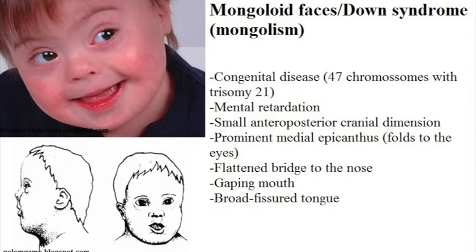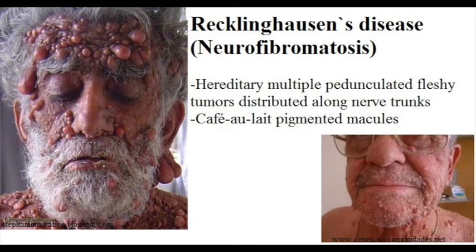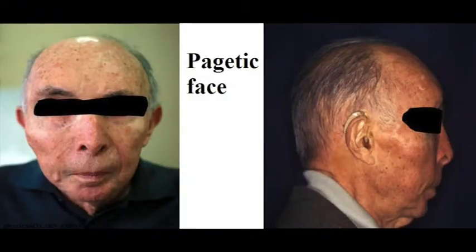It is a congenital disease which gives mental retardation, small anterior-posterior cranial dimension, prominent medial epicanthus, flattened bridge of the nose, gaping mouth, broad fissured tongue. Neurofibromatosis in Recklinghausen disease. Hereditary multiple pedunculated fleshy tumors distributed along nerve trunks. Café au lait pigmented macules. Face in Paget's disease. Osteitis deformans.